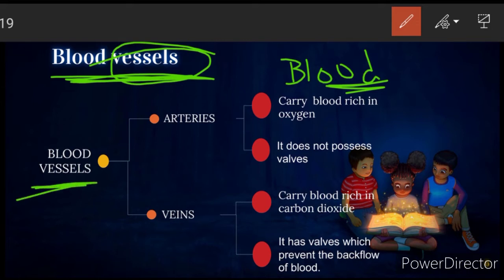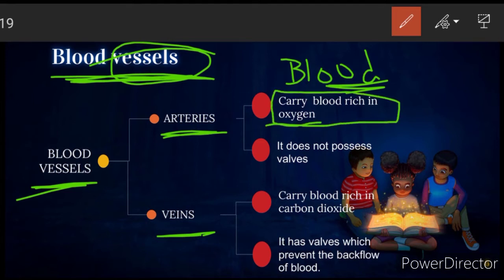Now blood vessels, here I have explained it using a chart of two types, arteries and veins. They have different functions as well. Now let us learn about them. So what is the function of arteries first of all? So arteries carry blood rich in oxygen to all the parts of the body. They are going to only carry blood that is rich in oxygen. वो खून जिनमें ऑक्सीजन है, they are going to transfer it to all the parts of your body. And the second thing is, it does not possess any valves. So there are no valves in the arteries.